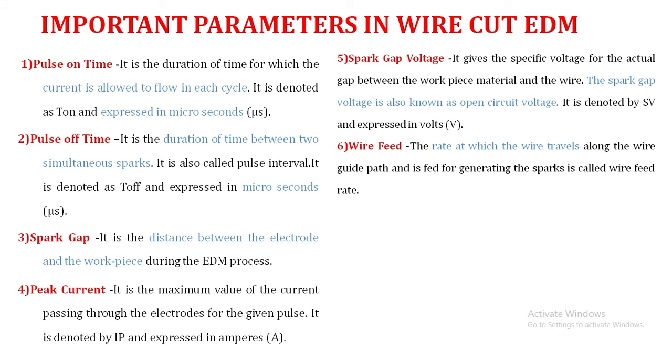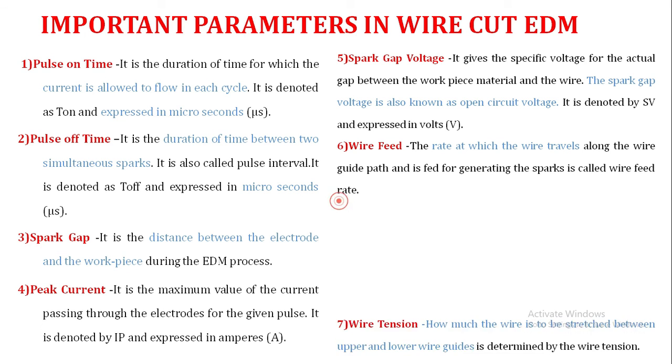Next, wire feed. The rate at which the wire travels along the wire guide path and is fed for generating the spark is called the wire feed rate. It means how fast the wire travels at the time of machining. That is called wire feed, another important parameter of a wire EDM process.